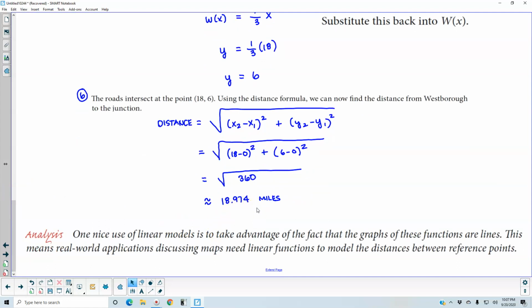18.974 miles. Now, one nice use of linear models is to take advantage of the fact that the graphs of these functions are lines. This means real-world applications discussing maps need linear functions to model the distances between reference points.